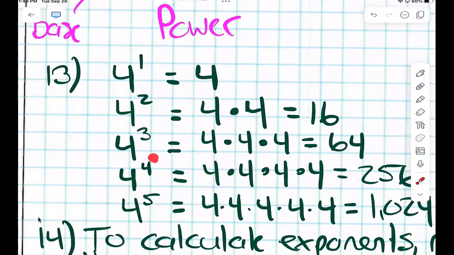Okay, on this one, this is the exponent, yes? This is the base, yes? What is the exponent telling the base to do? Multiply itself 4 times. So 4 times 4 times 4 times 4?